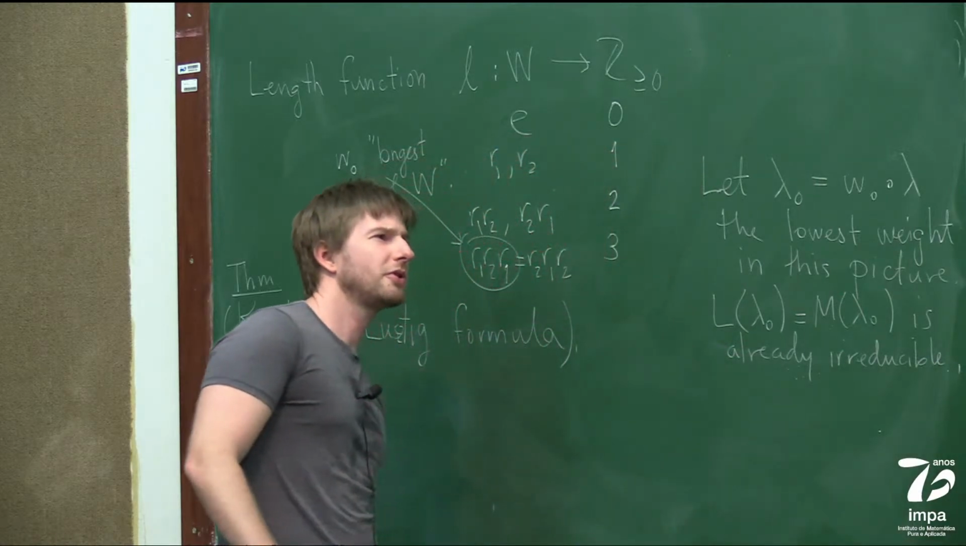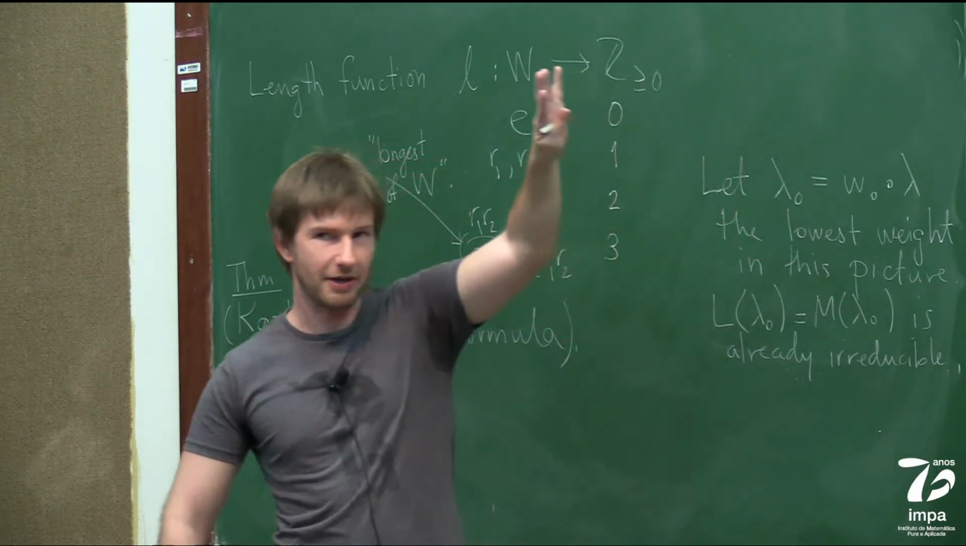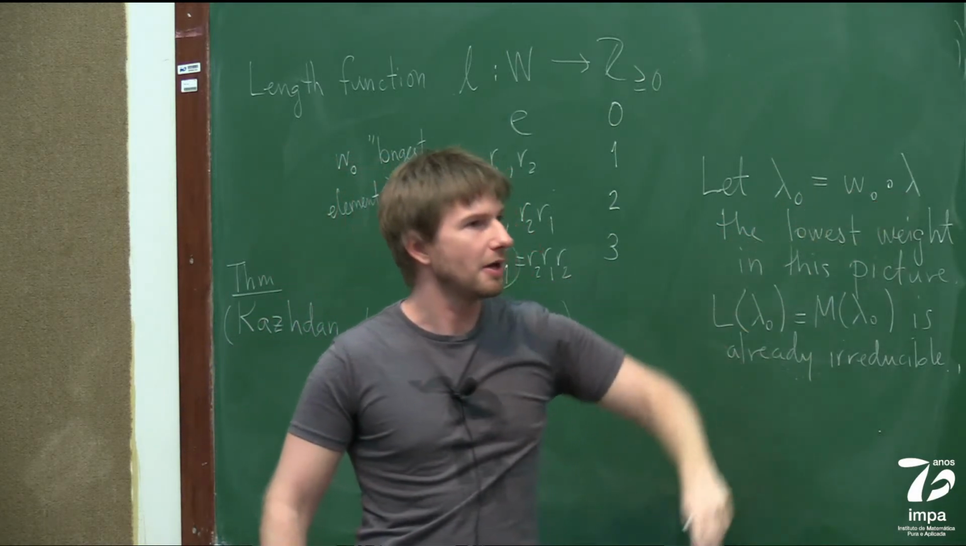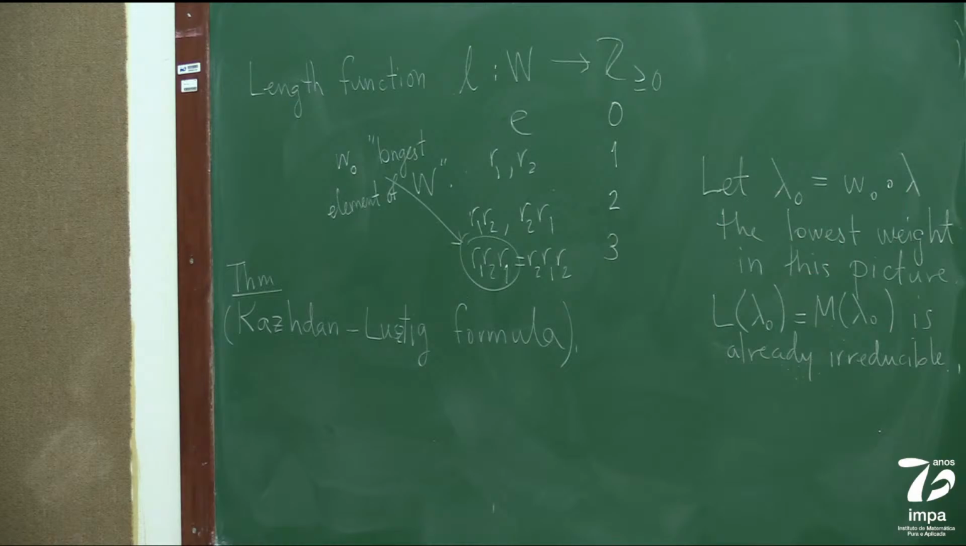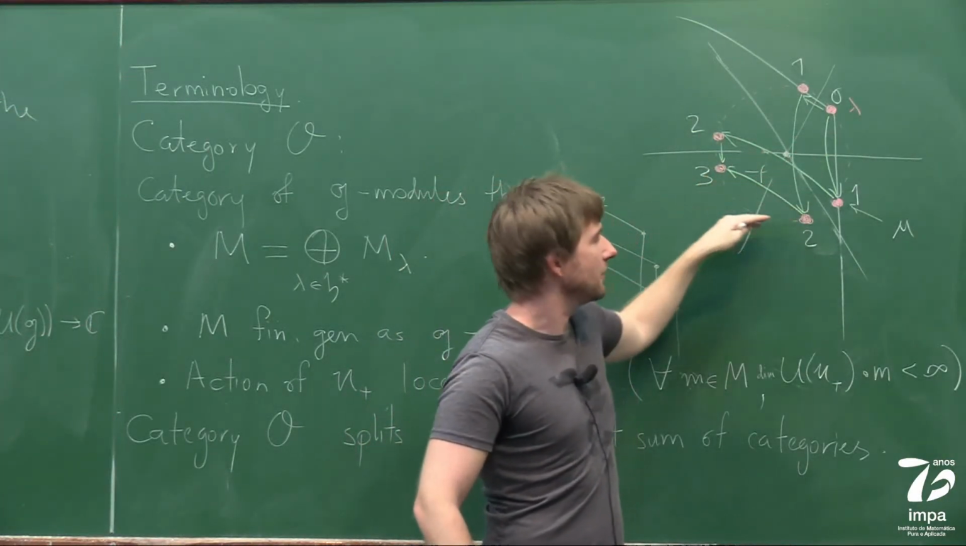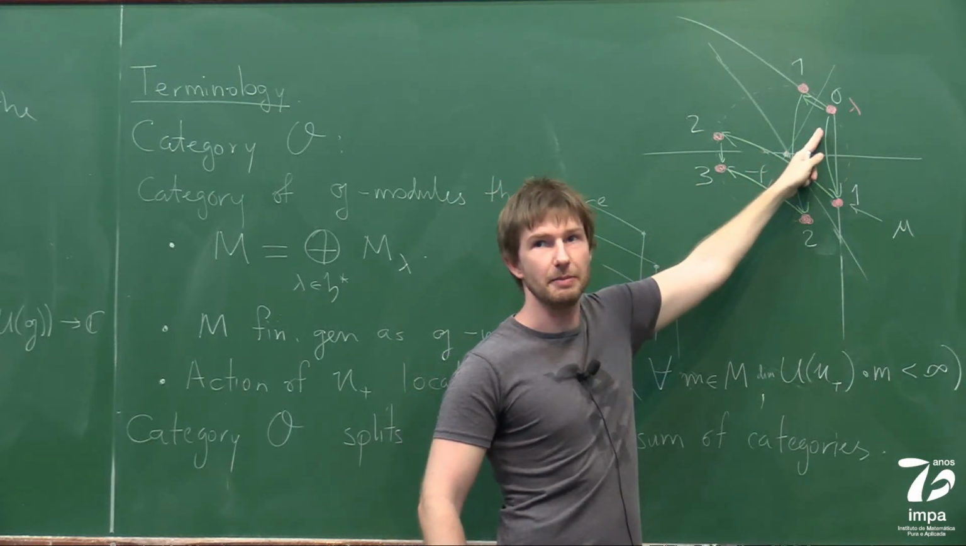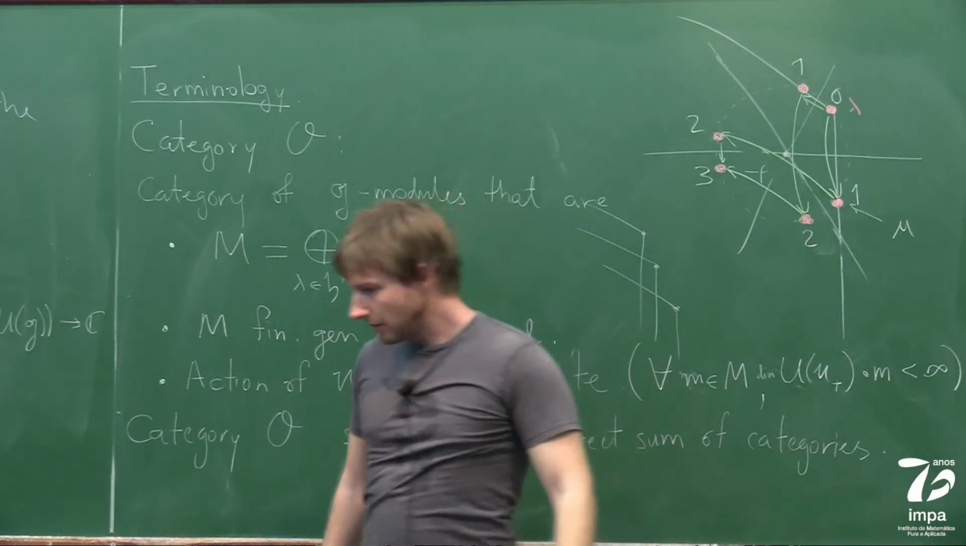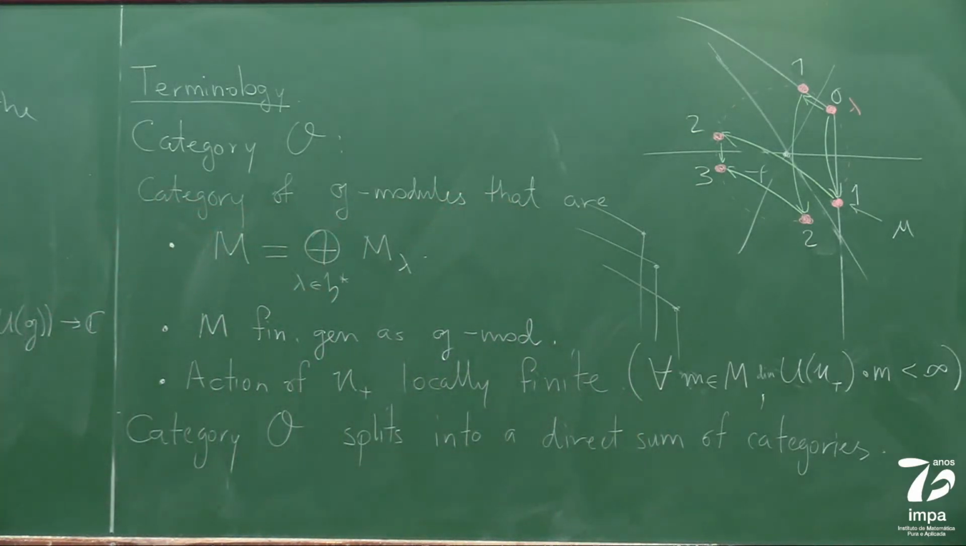Okay, so the most convenient way to phrase it actually is to, rather than starting at the top, start at the bottom. So let me call lambda 0, W0 applied to lambda. So that's this weight here. Two of these regions, these segments, are called chambers. This is the positive chamber. This is the negative chamber. So we go down to the negative chamber, call that weight lambda 0.